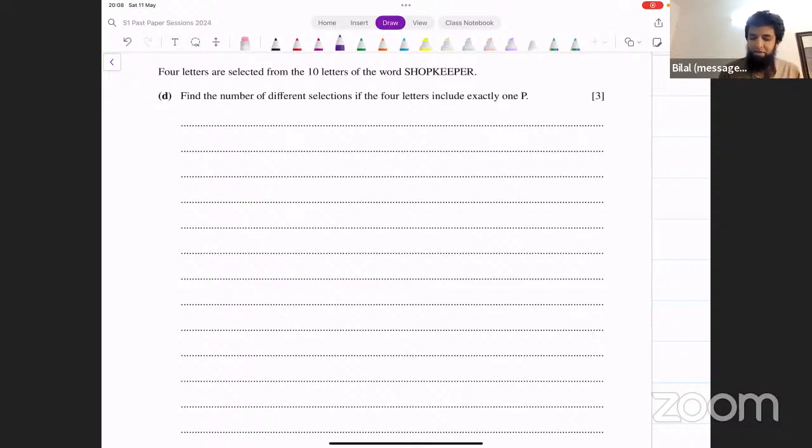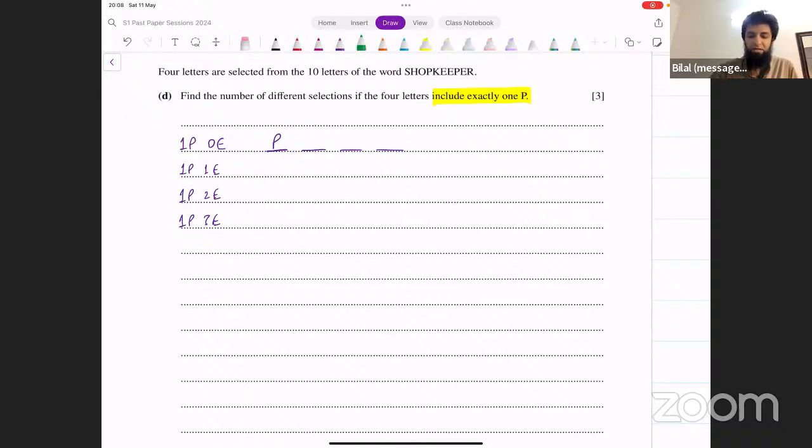Now, for P, we have this condition. We need exactly 1 P. Okay, so what are the cases going to be? With 1 P, remember we have to select 4 letters. So 1, 2, 3, 4. We have 4 places. We need exactly 1 P. So 1 P has to be there every single time. What about E's? For E's, we could say the possibilities are we could have no E. That's one possibility. We could have 1 E. We could have 2 E's. Or we could have 3 E's. Right? These are all the possible cases.